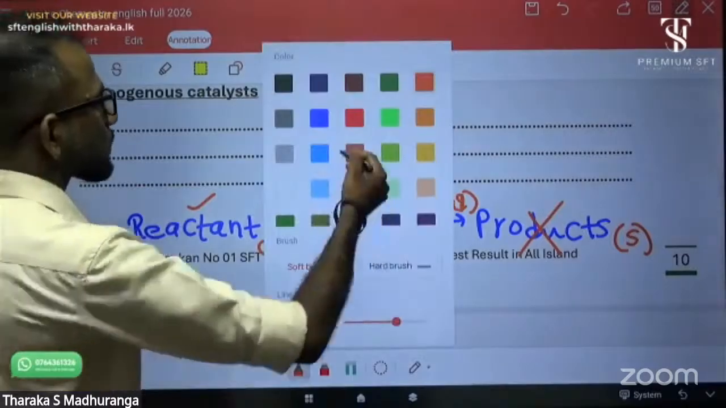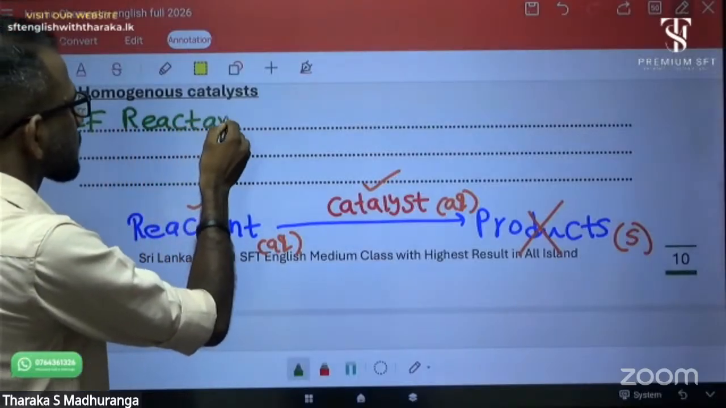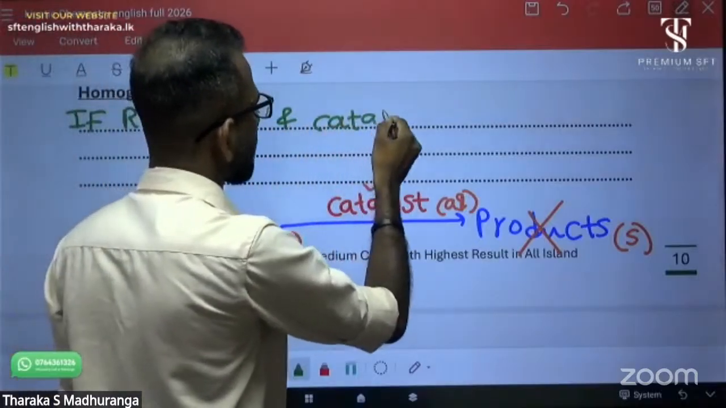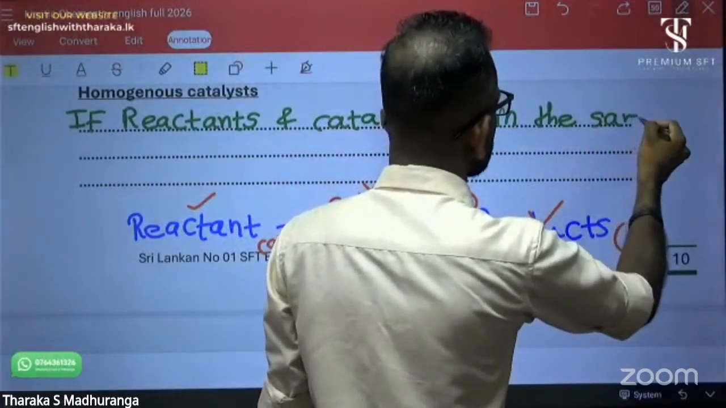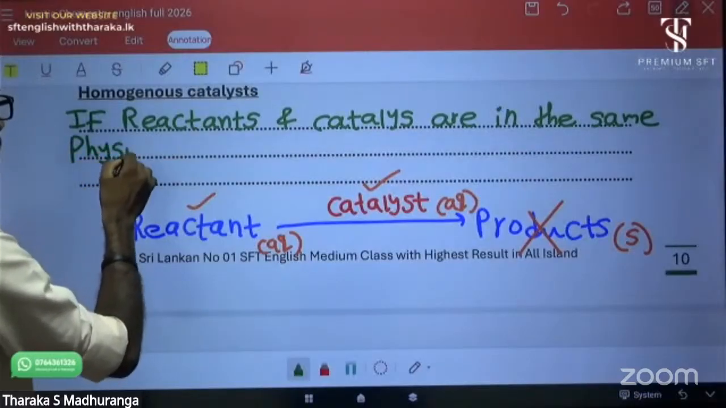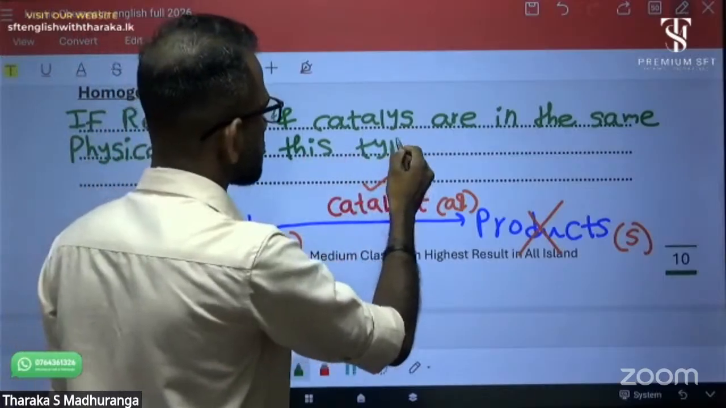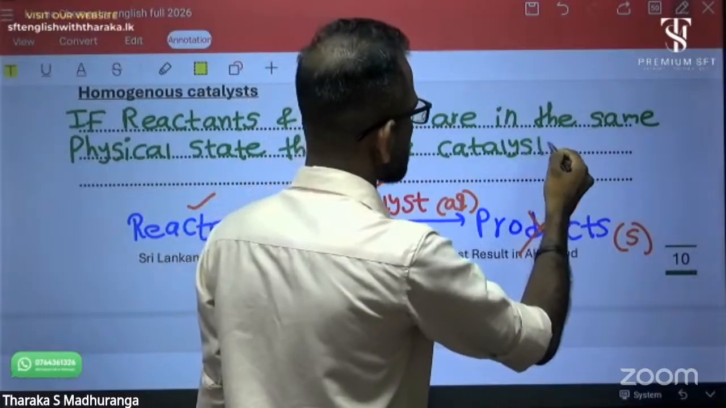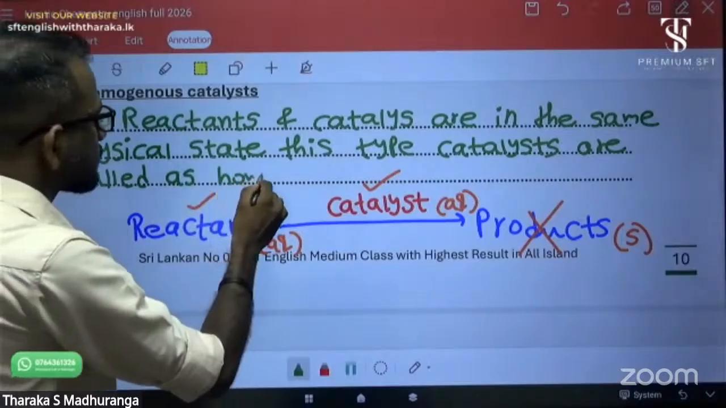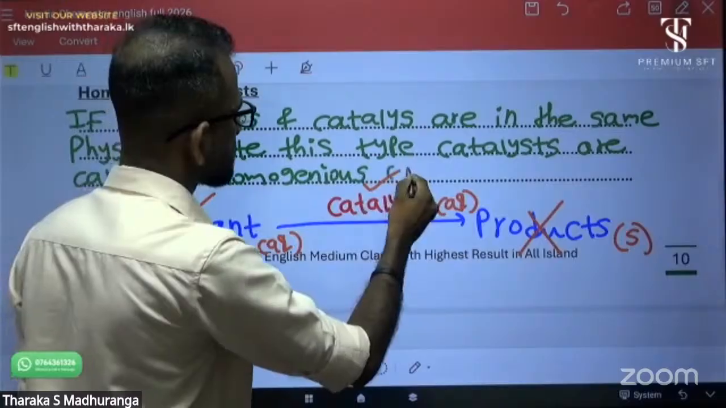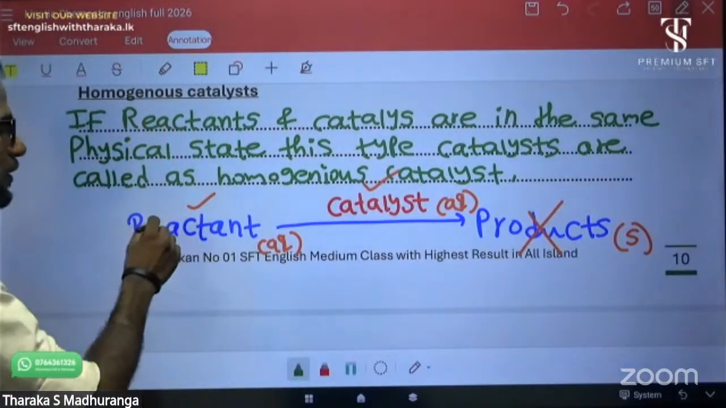Okay, then write down. If reactants and catalyst are in the same physical state, this type of catalyst is called a homogeneous catalyst. Homogeneous catalyst.